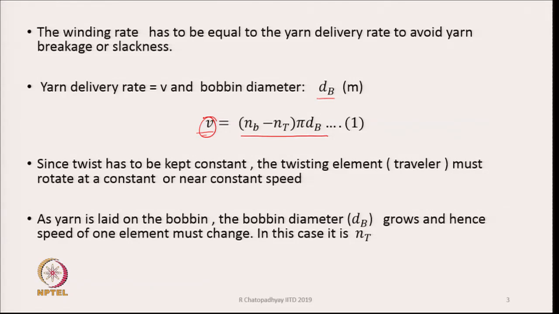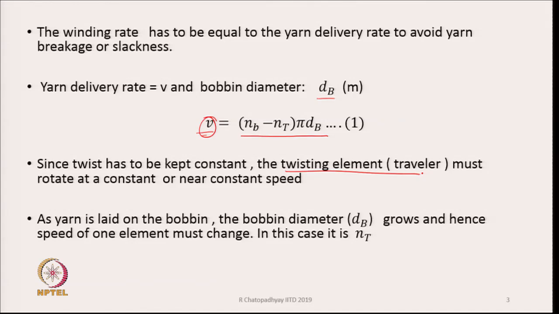Now, the other condition is that twist has to be kept constant, and if you want to keep the twist constant, the twisting element speed has to remain constant. From this argument we can say that if the twisting element is the traveler, then the traveler speed must be constant. But in this present case we will see that the traveler speed is not constant, it varies a bit, and not only that, the traveler speed is a little less than the bobbin speed.